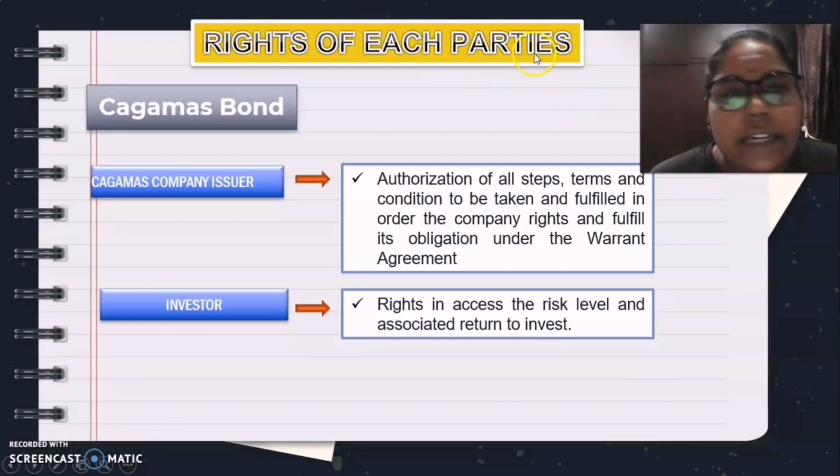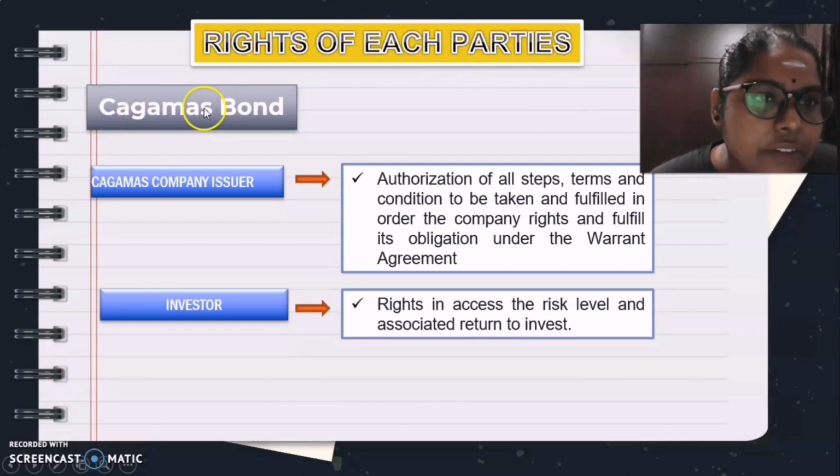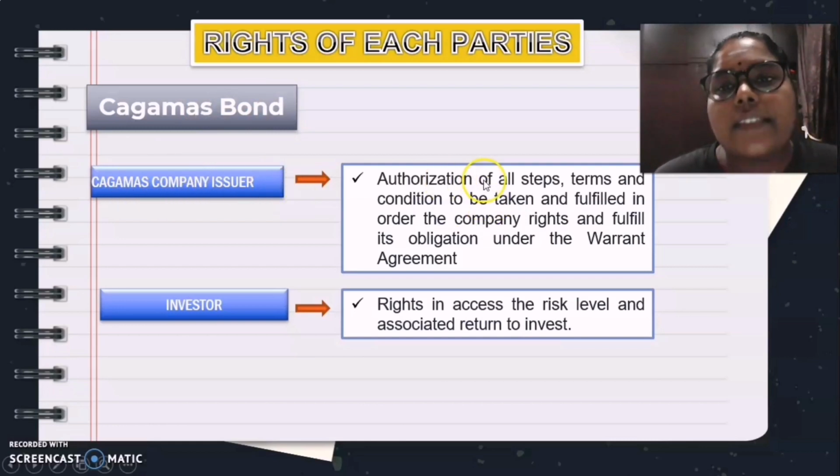The rights of each party are, for the Cagamas bond, Cagamas, the company issuer: the authorization of all steps, terms and conditions to be taken and fulfilled in order for the company to exercise its rights and fulfill its obligations under the warrant agreement. For the investor, the right to assess the risk level and associated return to invest.